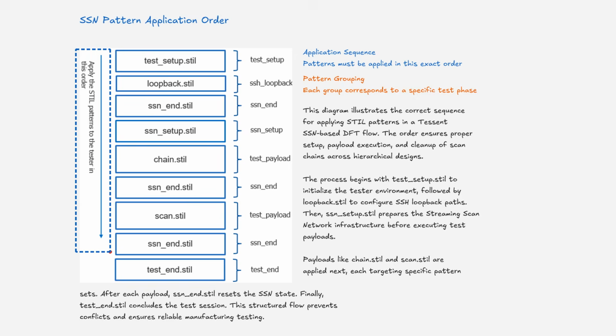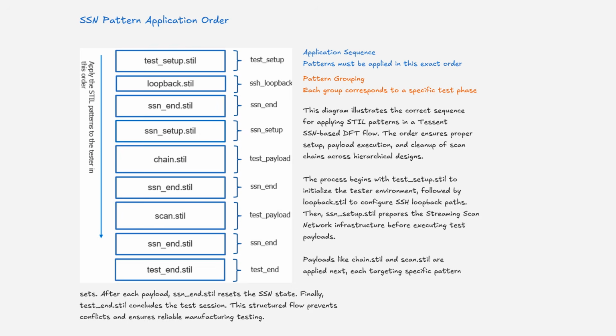This diagram illustrates the correct sequence for applying STIL patterns in a Tessent SSN-based DFT flow. The order ensures proper setup, payload execution, and cleanup of scan chains across hierarchical designs. The process begins with test setup STIL to initialize the tester environment, followed by loopback STIL to configure SSN loopback paths. Then SSN setup STIL prepares the streaming scan network infrastructure before executing test payloads.